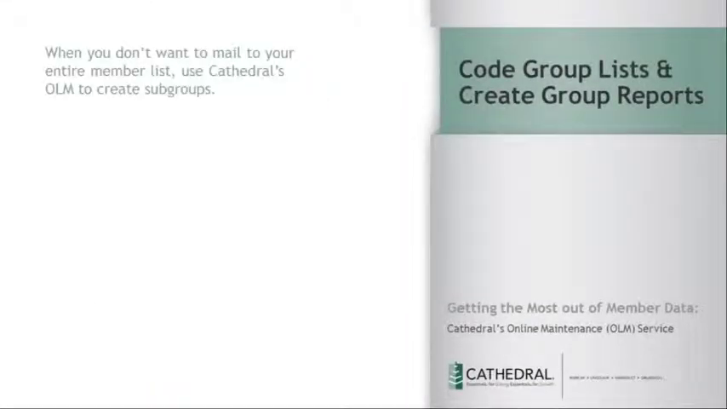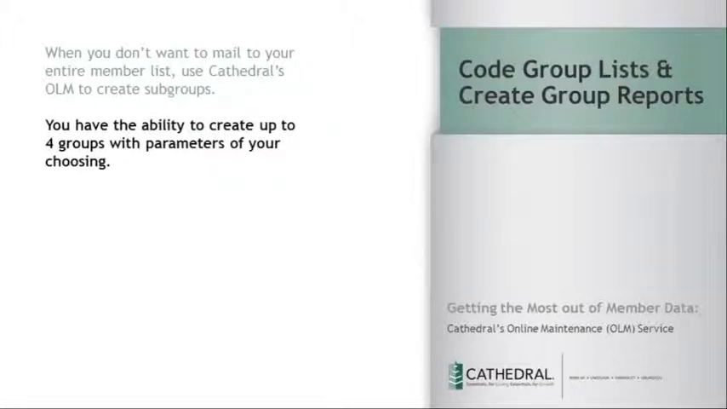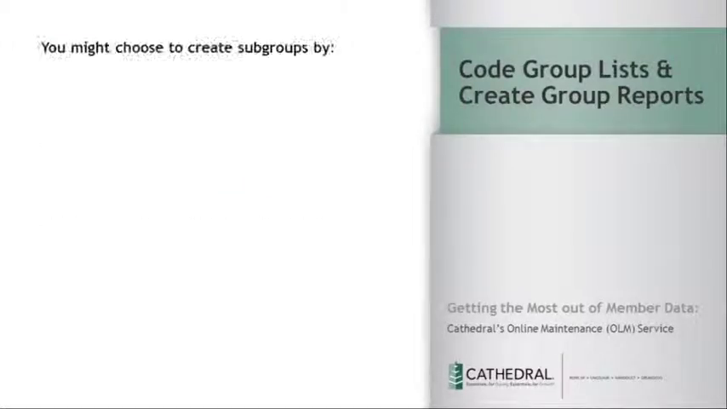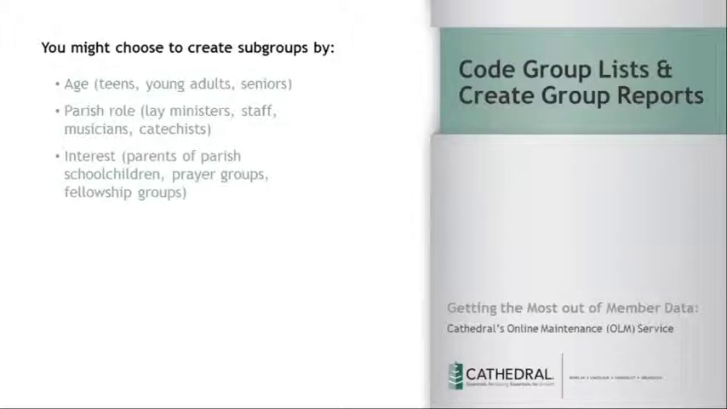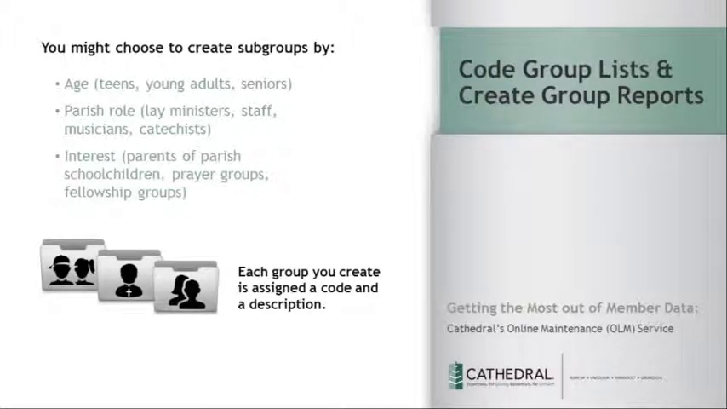So when you don't want to mail to your entire member list, you can use Cathedral's OLM to create subgroups. Within most churches, there are subgroups of members that you would like to segregate for tracking purposes. OLM can be used to create subgroups to help you with this. You can create up to 4 groups that are just designed to fit your needs. You might choose to create the subgroups by age or a parish role, interests such as parents of school children, but each group that you create would be assigned a code and then also a description.